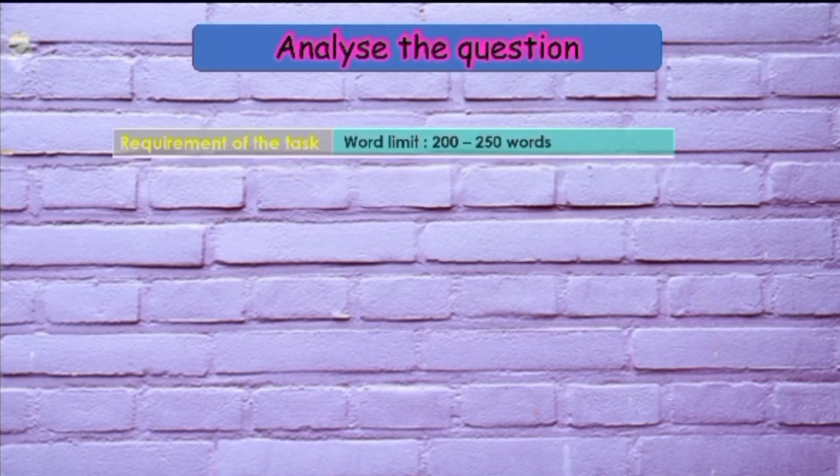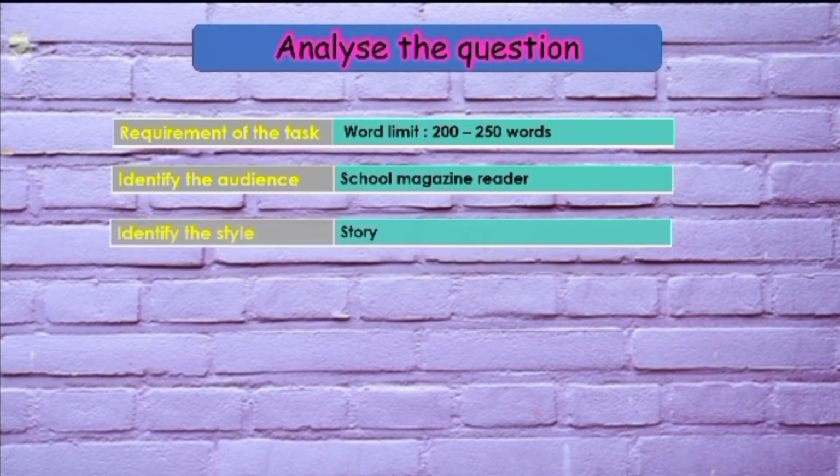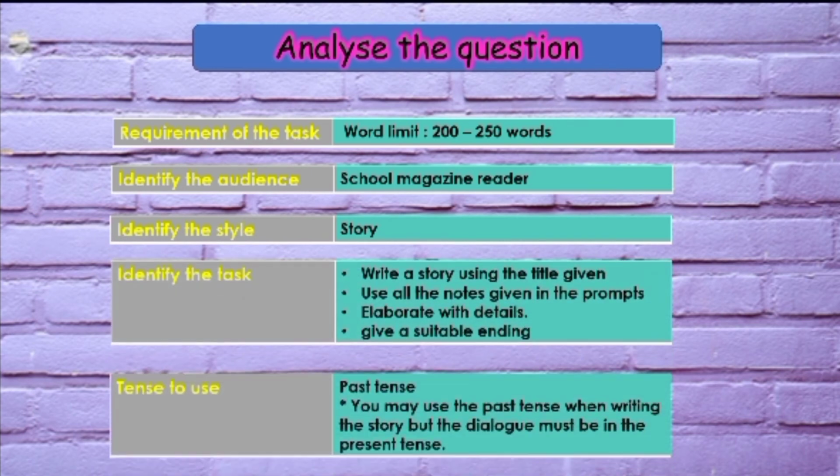As usual, before we start writing, let us analyze the question. The requirement of the task is word limit from 200 to 250 words. You need to identify the audience. So here is the school magazine reader. And then identify the style. It is a story writing, a narrative writing.